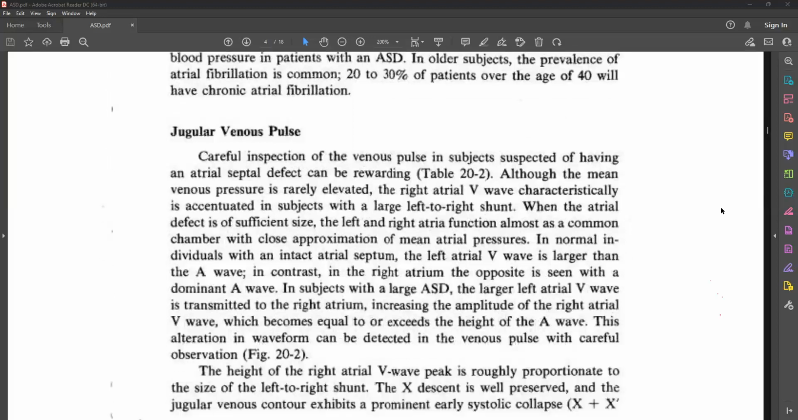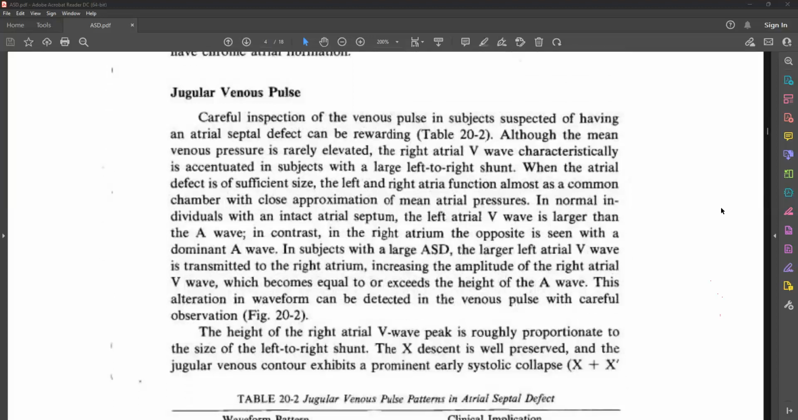Now, the jugular venous pulse in atrial septal defect is, I would say, a very fascinating point in the discussion of atrial septal defect, which is something we also see at the bedside. Actually, this JVP in atrial septal defect is not there in many of the other books, so it's better to understand what the author is trying to tell. I have told you that by convention, the A wave is a bigger wave than the V wave in a normal individual.